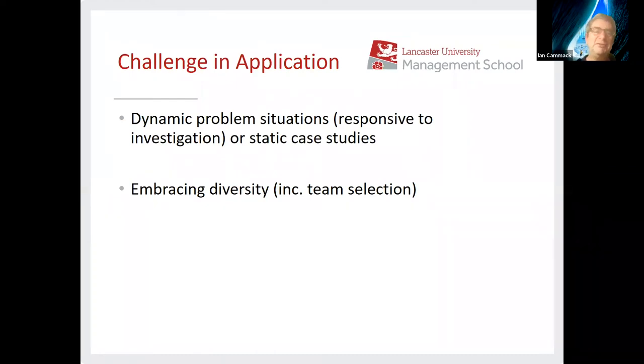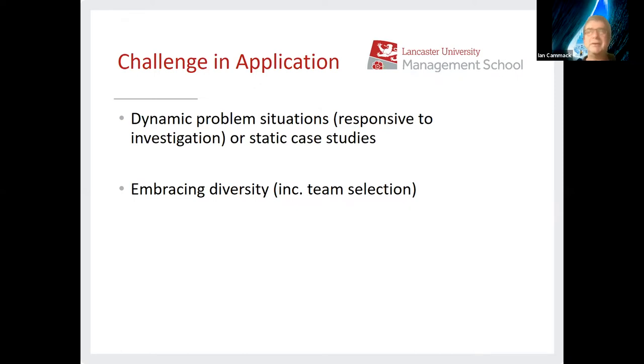And then another very prosaic observation is that there's a lot of desire for the students to be working within teams that they know about, that they're familiar with.